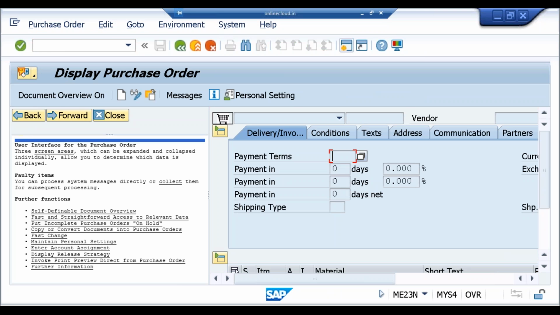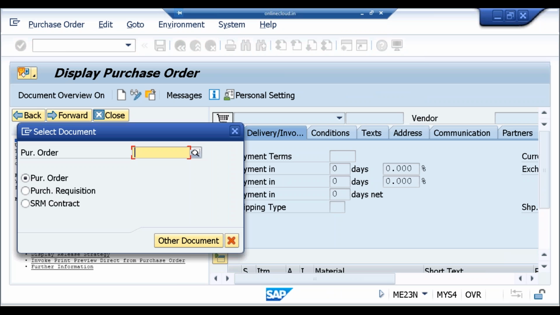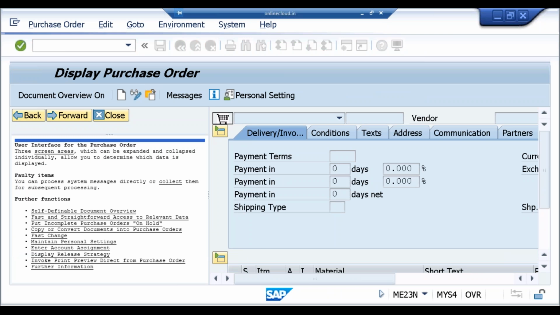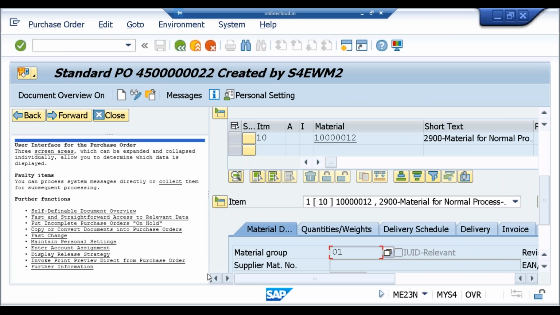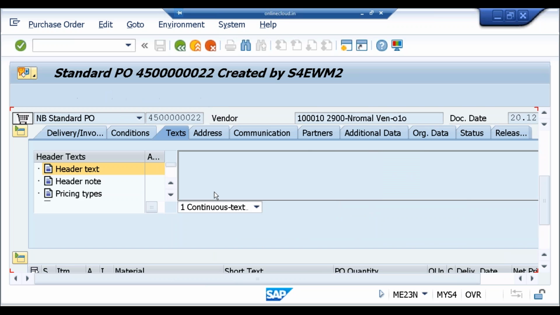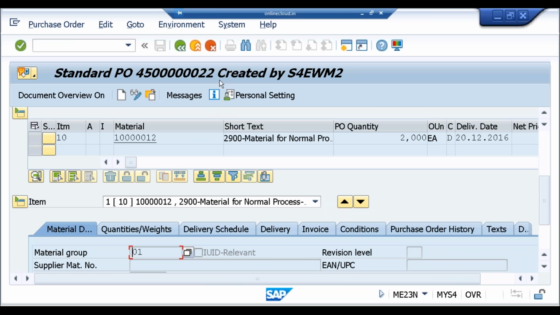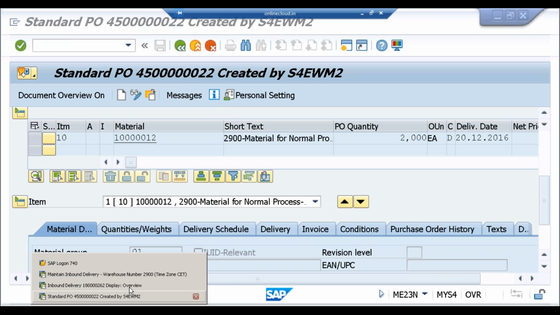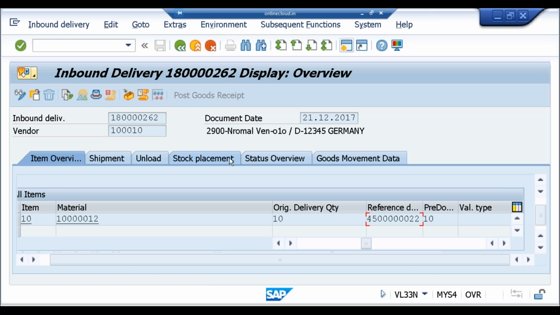ME23M. Okay, this is the purchase order. This is the purchase order which is created. For this purchase order, this inbound delivery is created in the ERP. These two are the documents at the ERP level.